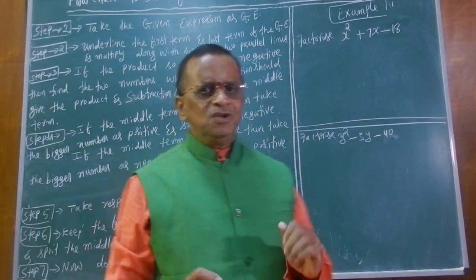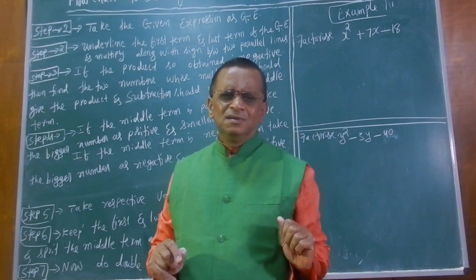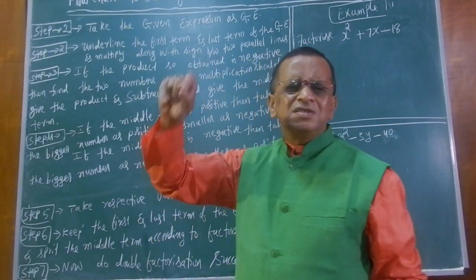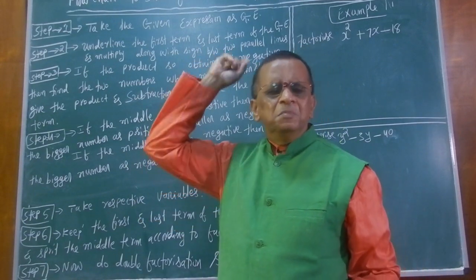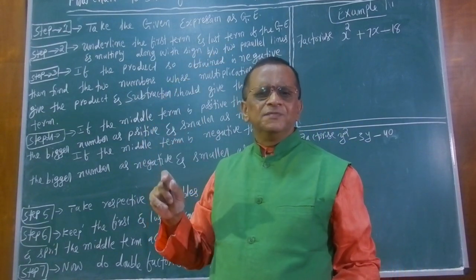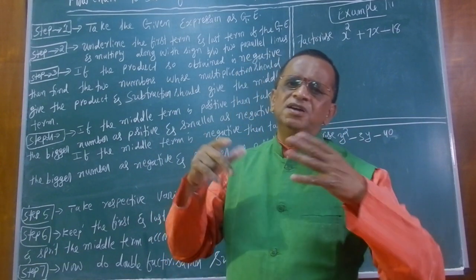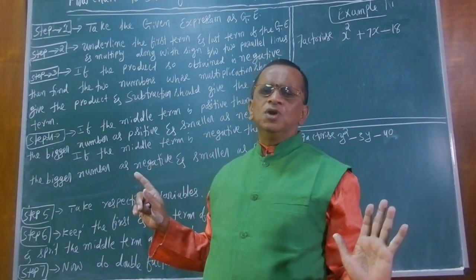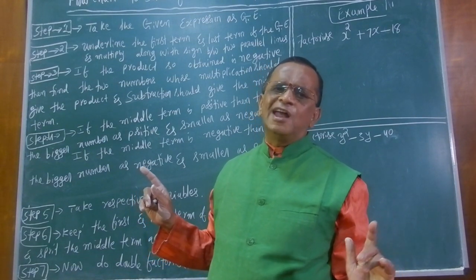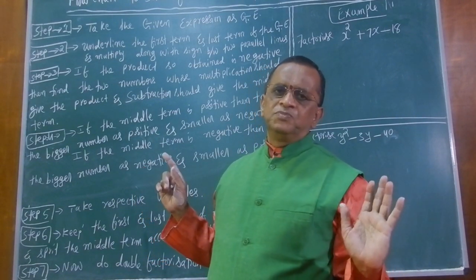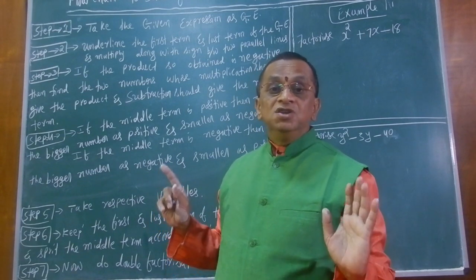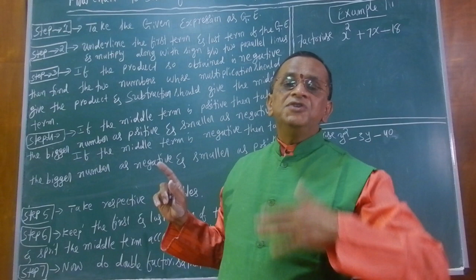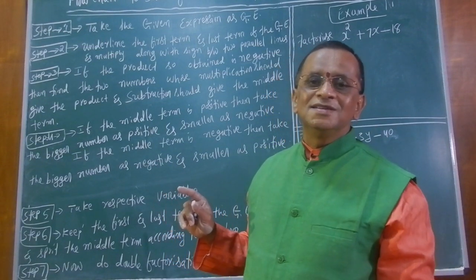Yes, dear students, you may ask one question to me. Sir, if we underline the first term and last term and multiply them along with sign, if the product so obtained is positive, we have to find the two numbers whose multiplication gives the product and addition gives the middle term. Suppose the product so obtained is negative, what does your flow chart say?